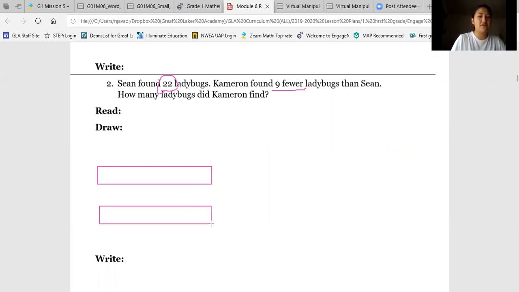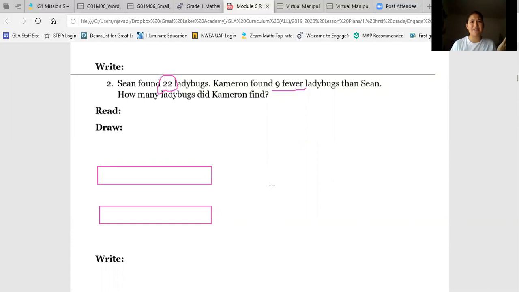Is this true? What my tape diagram is showing is that both scholars found the same number of ladybugs. Is it true that both scholars found the same number of ladybugs? Shout it out now. No, it is not true. Who found more ladybugs? Give me a thumbs up for Sean. Tap your nose if it's Cameron. That's right, Sean found more ladybugs. We know because Cameron found 9 fewer or 9 less than Sean.